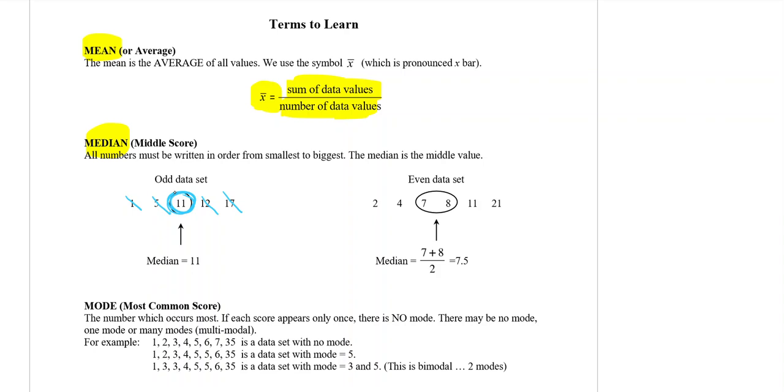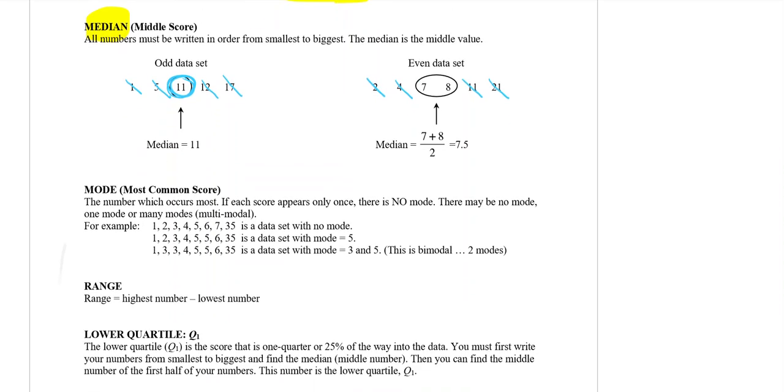If we have an even number of scores, we cross off the beginning, the end, the beginning, the end. I don't want to cross those two off because I'd have nothing left. If there are two numbers left in the middle, you need to average them, which means you add them together and divide by 2. So you can see down here, we've got 7 plus 8 divided by 2, which means the median would be 7.5 for that data. Okay, we're going to be finding lots and lots of these. Let's move on to the next one.